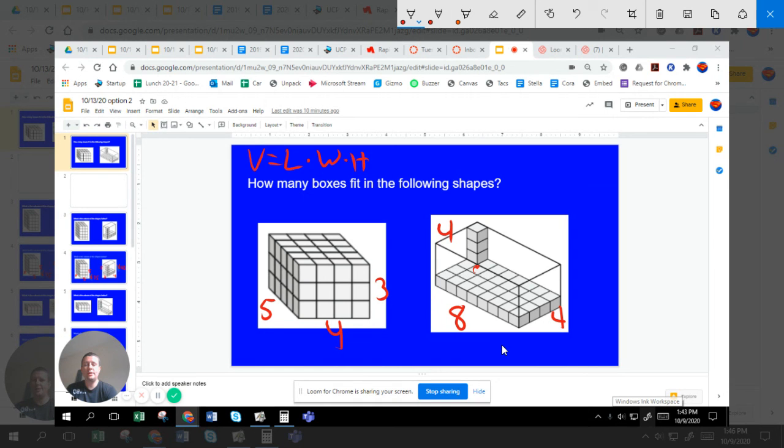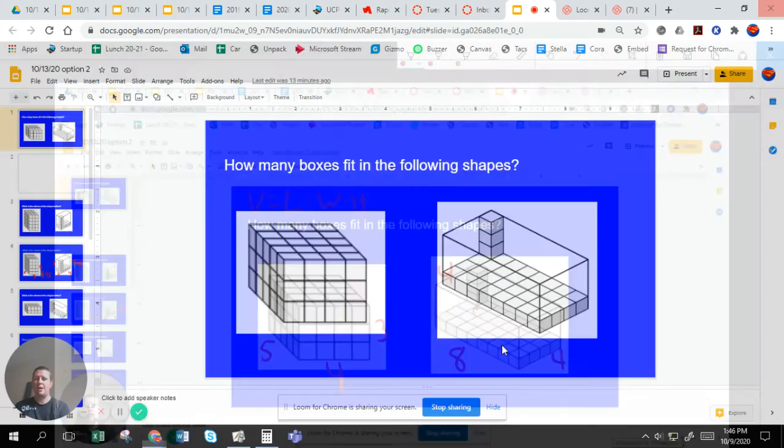Let's get it worked out today so that tomorrow we can move on to the next part of volume. All right, good luck out there.